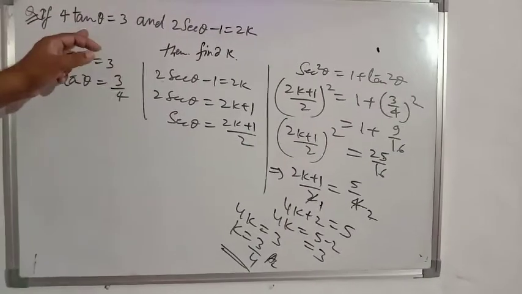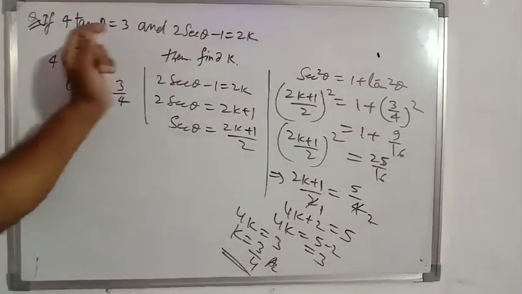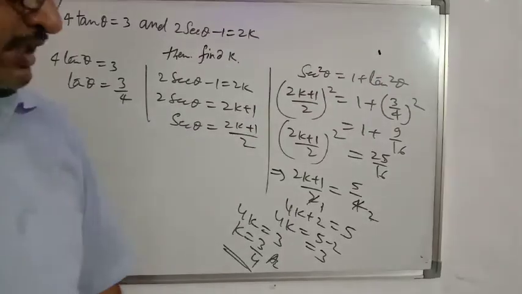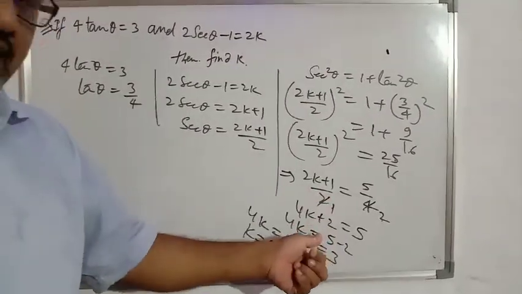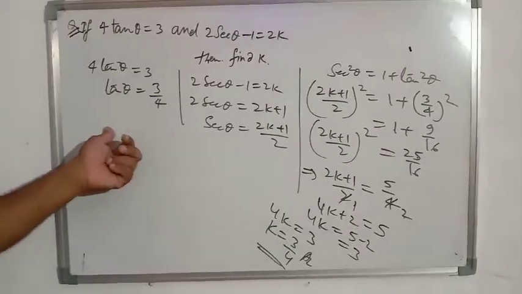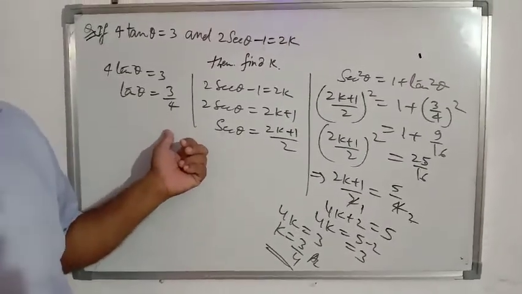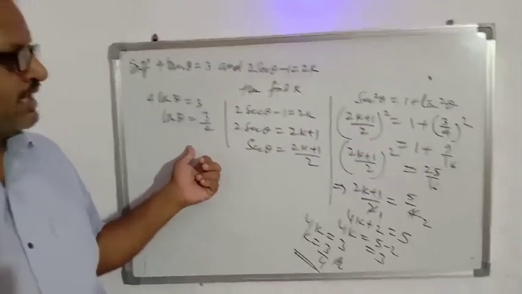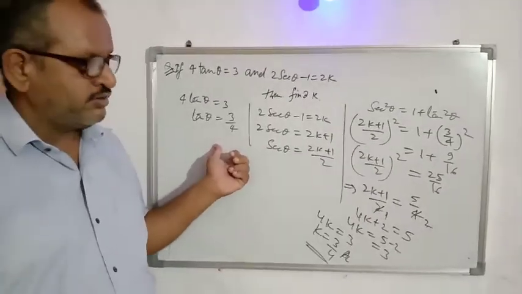So find the value of tan theta and sec theta and put in the identity sec square theta is equal to 1 plus tan square theta. We will get one equation in k and then find the value of k. I hope that trigonometrical identities are clear to you? Do some problems of the exercise yourself. If any doubt, you can ask. Okay, thank you class.